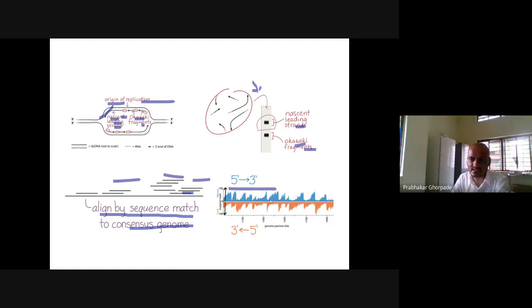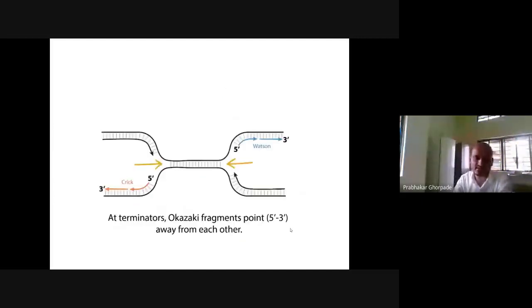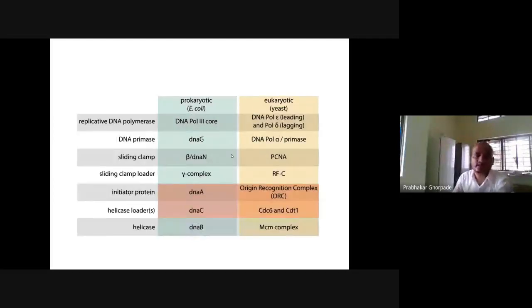Okay, 5' to 3' direction. So this is high throughput data, and this is how it can be done. At the terminator, Okazaki fragments point 5' to 3' away from each other, so sometimes strands can meet each other. Here, prokaryotic E. coli and eukaryotic yeast.